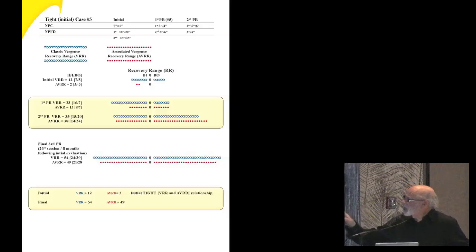You see the spread of the changes at the first progress report, at the second progress report. Look at that third progress report, 26 sessions later, 8 months later: 52 prism diopter range, 49 prism diopter range in associated measures. Center of symmetry is good. And that represents tight. Why did I put 2 tight relationships and 3 loose? Because I'm scared of missing loose relationships that give me a false read.